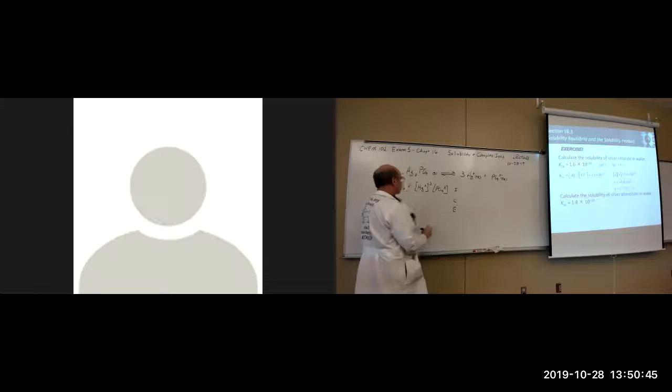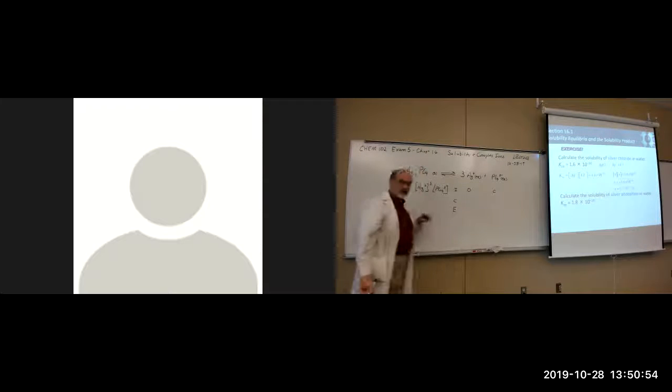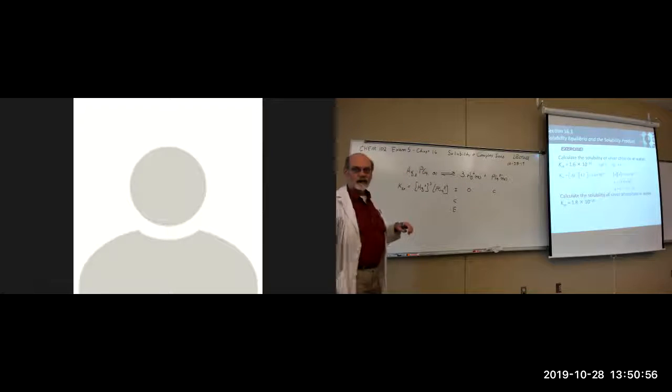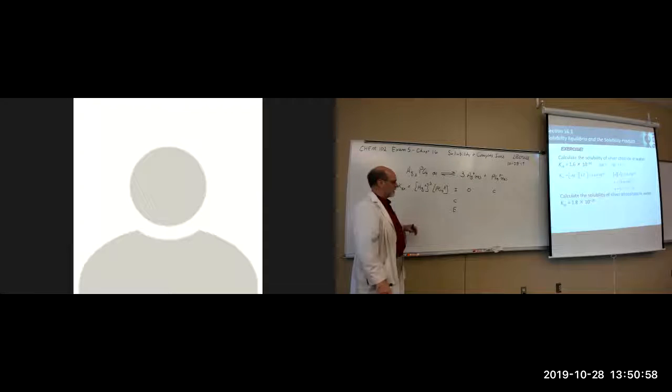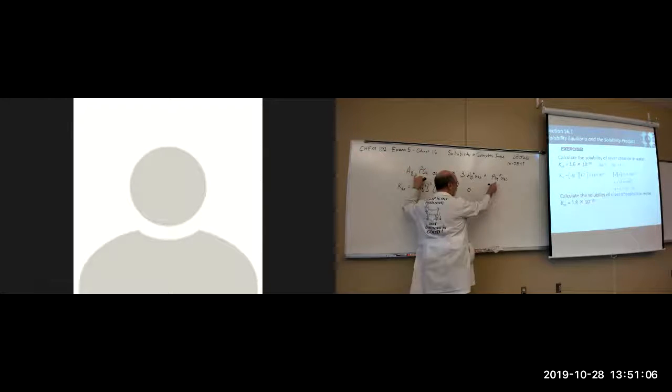So initially, when we first put that into the water, how much of this do we have? 0, right? We got none. Only when it reaches equilibrium do we have something in there. So what's the change? Well, for every one of these, we produce one of those, right?